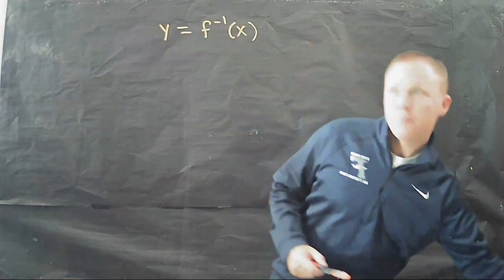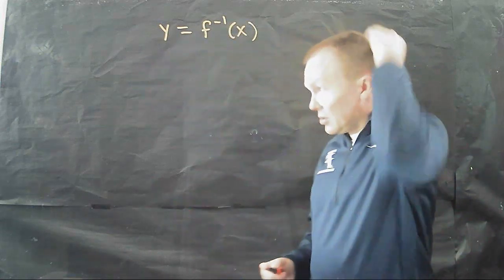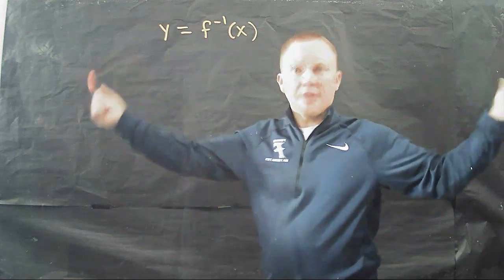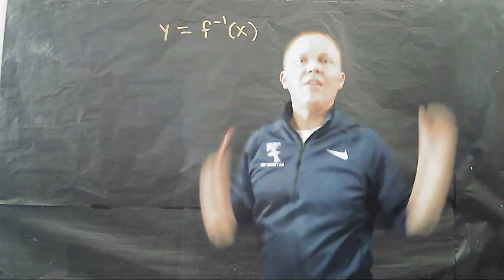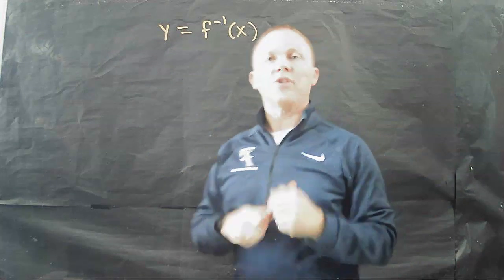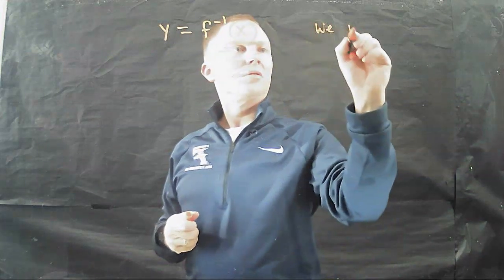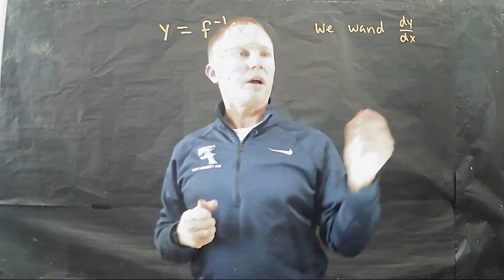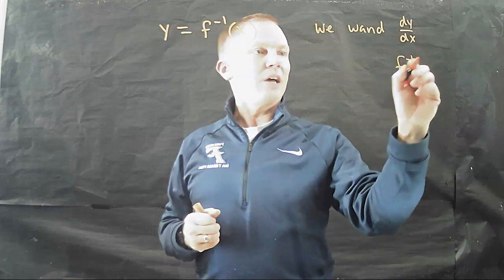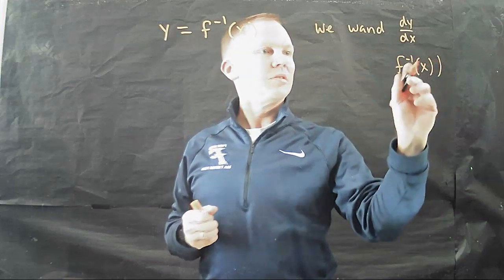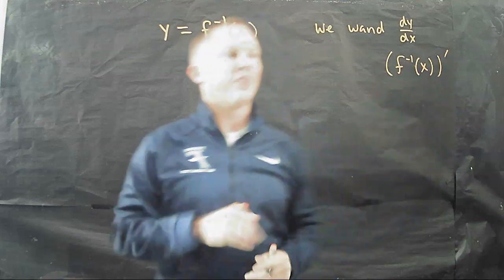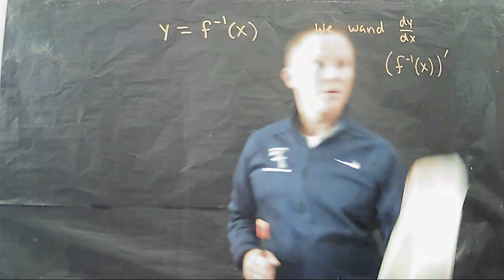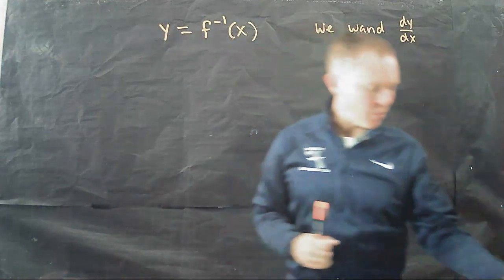Okay, so here we are, we're back. So I've just got a random general inverse here. y equals f inverse of x. f inverse and f, those can be anything we want. Okay? And we want the derivative of this. A lot of times how you'll see this is like f inverse prime. Okay, you might see it written like that. So we want dy dx, okay?